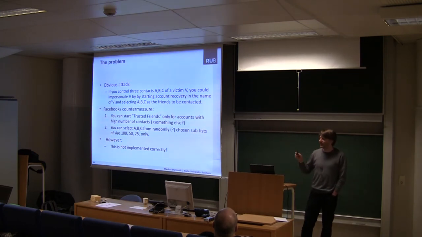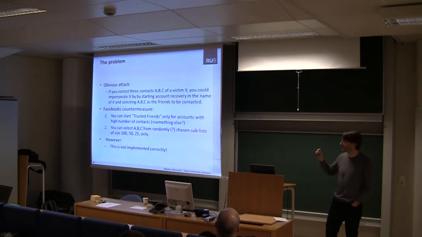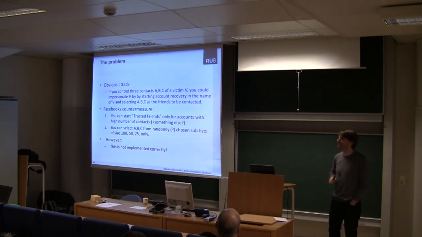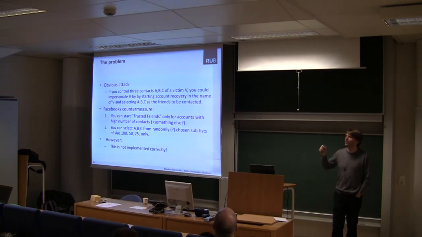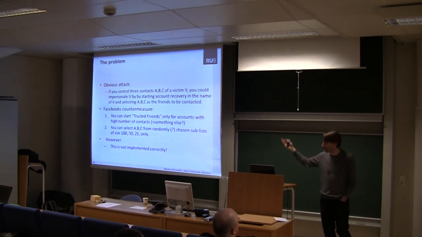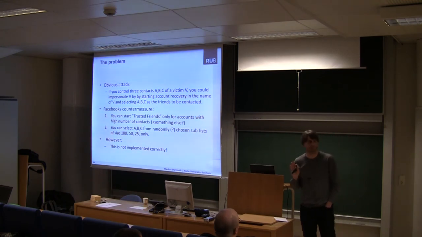Then Facebook shows you in a first step a sublist of your friends of size 100. You can select one contact from that list. Then they shorten the list to 50. You have to select one from the smaller set, and then they shorten again. You have to select one from the last 25. This is apparently done to prevent the attack from the first line, where you just choose your own contacts. If you have enough contacts, let's say 300, then the probability that your controlled accounts are in those sublists should be pretty small, and then the system is at least more secure than it was before.